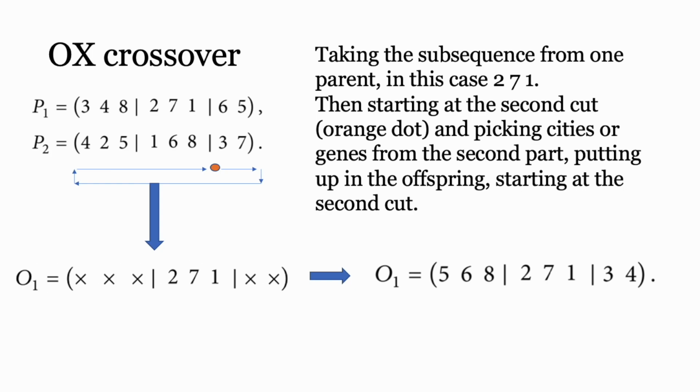Why did I say first offspring? It's called O subscript 1 because you could also do the reverse, choosing the middle 3 elements from the second parent instead of the first parent as we did, and the rest from the first parent instead of the second parent. This will lead to another offspring. Anyway, this is just an example to demonstrate a method of crossing over. It's used in problems like TSP.